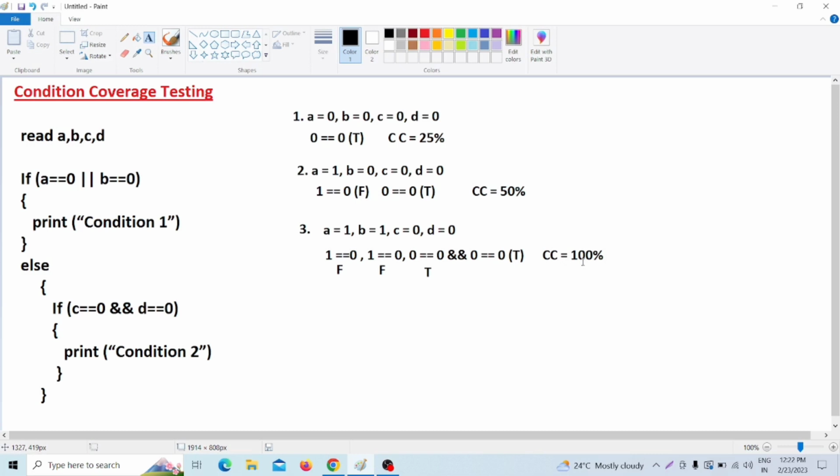Okay. So this is the logic, or this is the funda, of condition coverage testing.